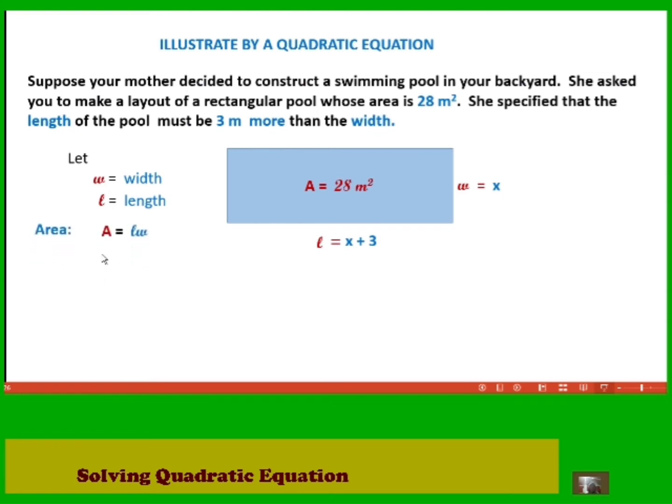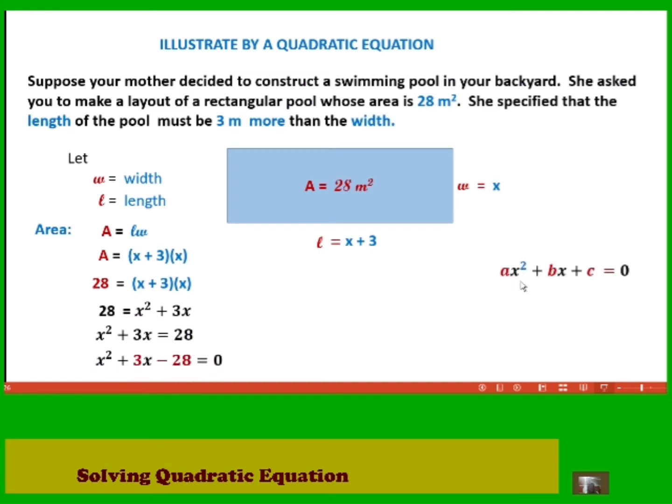Then from the formula of the rectangle, area is equal to length times width. If we substitute the length and the width, and the area is equal to 28 square meters, distribute x in each of the terms, then we arrange the terms of the equation into standard form. Referring to the standard form of a quadratic equation, a is equal to 1, b is equal to 3, and c is equal to negative 28.